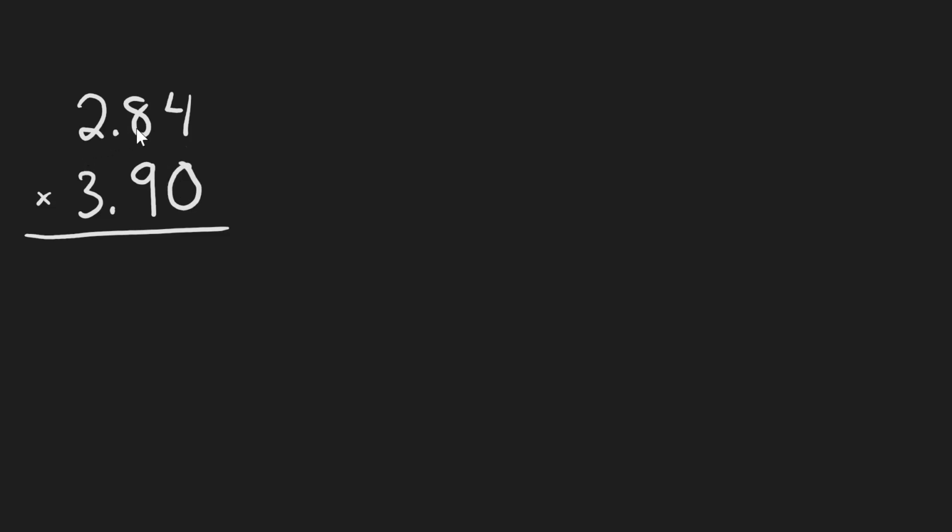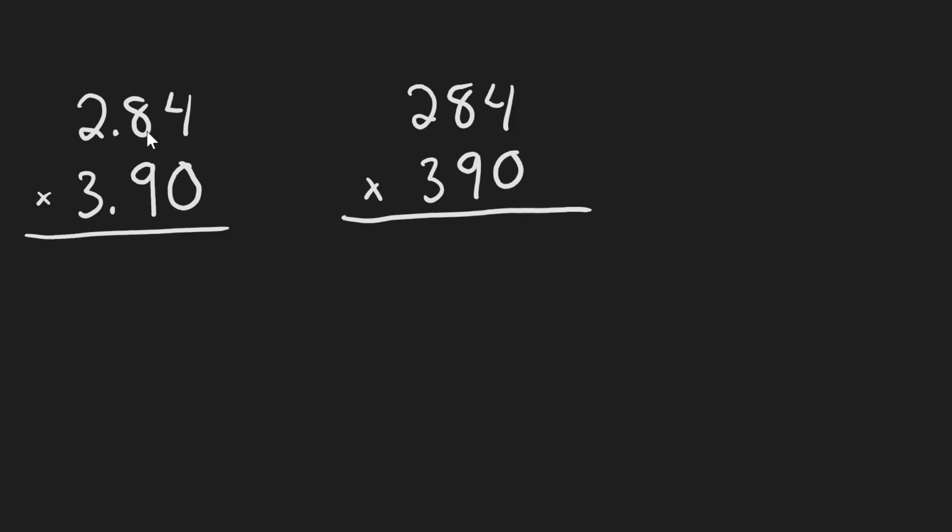And when you're multiplying decimals, it's important that you align all of the digits to each other. And so as a next step, we're going to rewrite this problem as 284 times 390. We're essentially going to ignore the decimal places for now, and we'll apply the decimal place as our last step. So let's just multiply these two numbers like we know how. And we begin with 284 times 0.